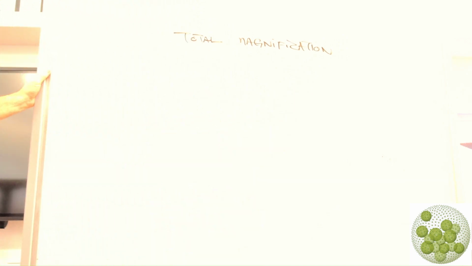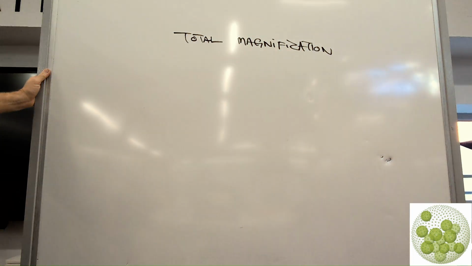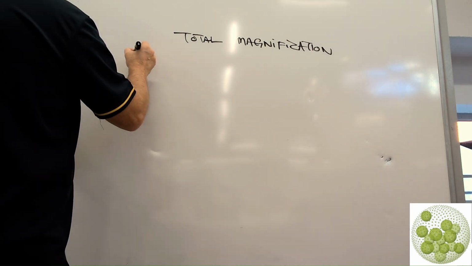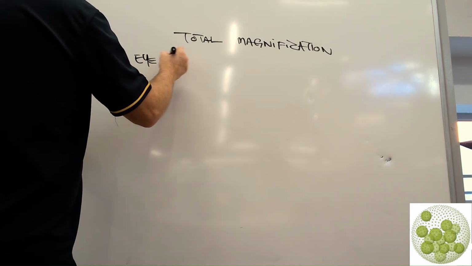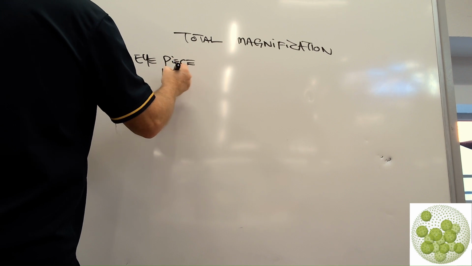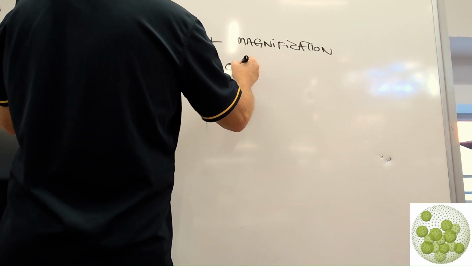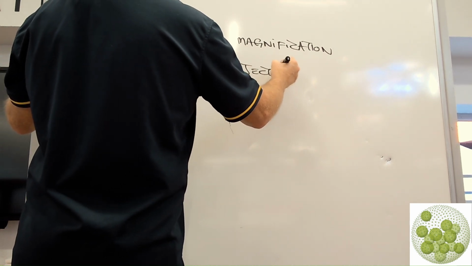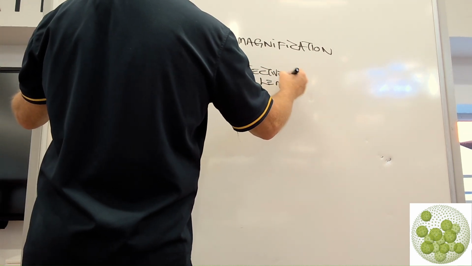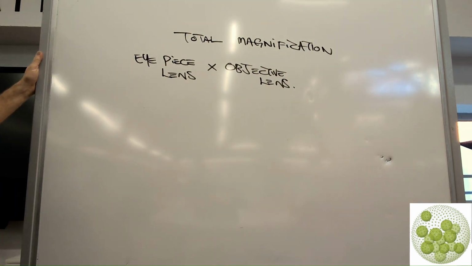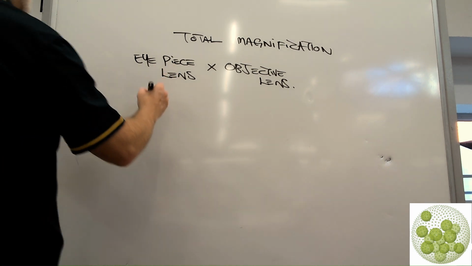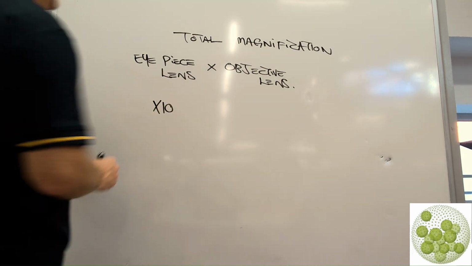Total magnification. The equation for total magnification is eyepiece lens times objective lens. So what did we say the magnification of the eyepiece was always? 10. Times 10. So here is our eyepiece. We know it's always times 10.